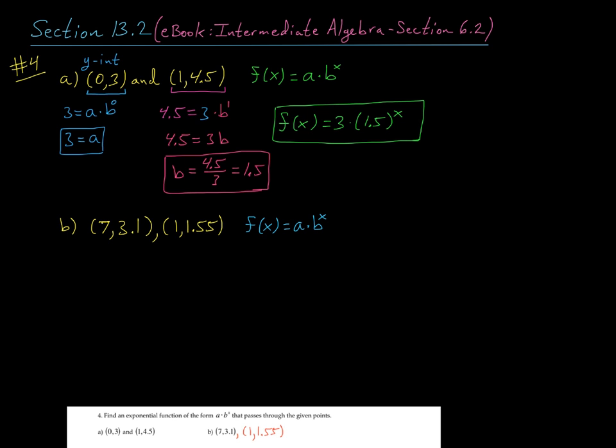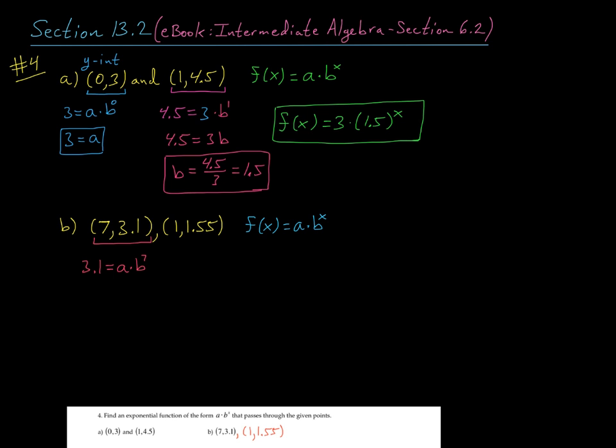And now for this first point, this is saying, well, when y is 3.1, I'm going to have a times b to the x, and x is 7. Alright, so now unlike what we saw in part A, I can't actually take this any further on its own, because I don't know what b to the 7th is, whereas here I knew that b to the 0 is equal to 1, regardless of the value of b. But here, right, I'm basically stuck.